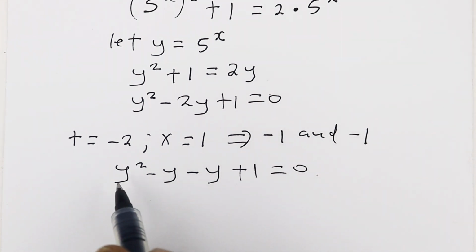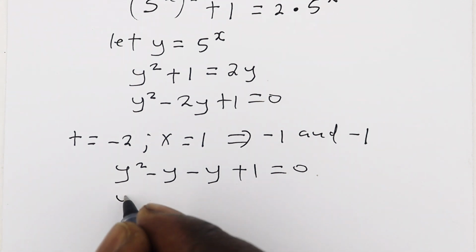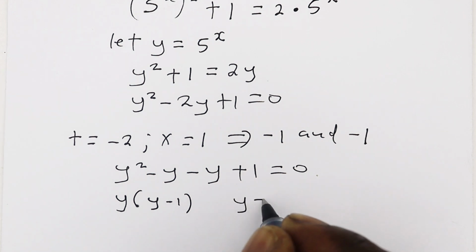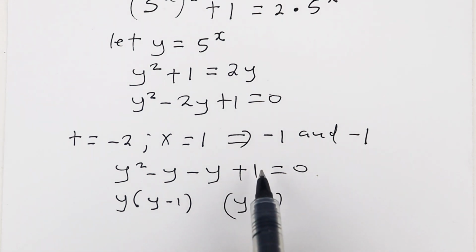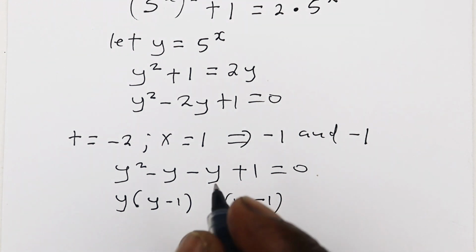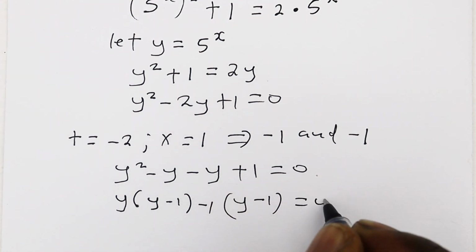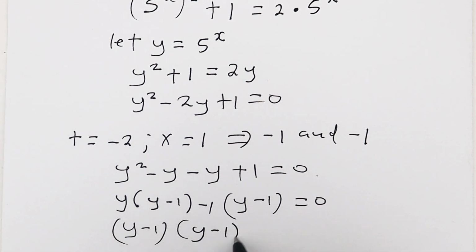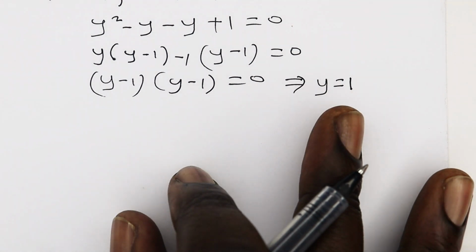So if you factorize this, you're going to have the common one here is y, so y times (y - 1). So you expect y - 1 this side. And for you to have a positive 1, it means you multiply negative 1 by negative 1. So we have minus 1 there is equal to 0. So we have (y - 1) times (y - 1) = 0. So this is common, so it just means that if you take either of them, then you'll find that y is equal to 1. But remember, we're not solving for y, we're solving for x.